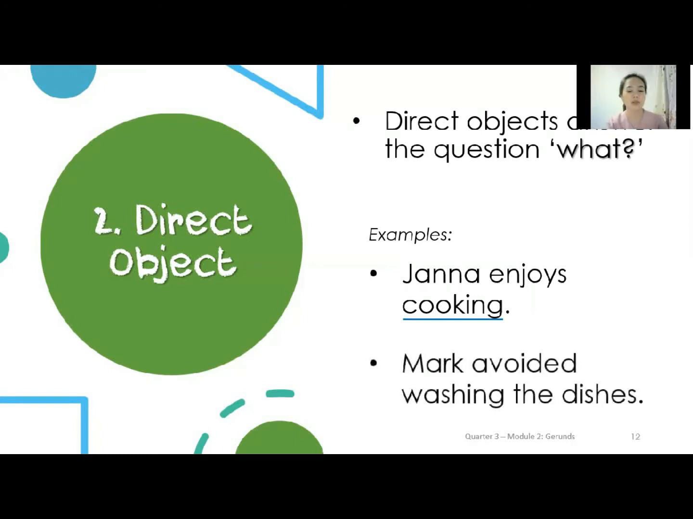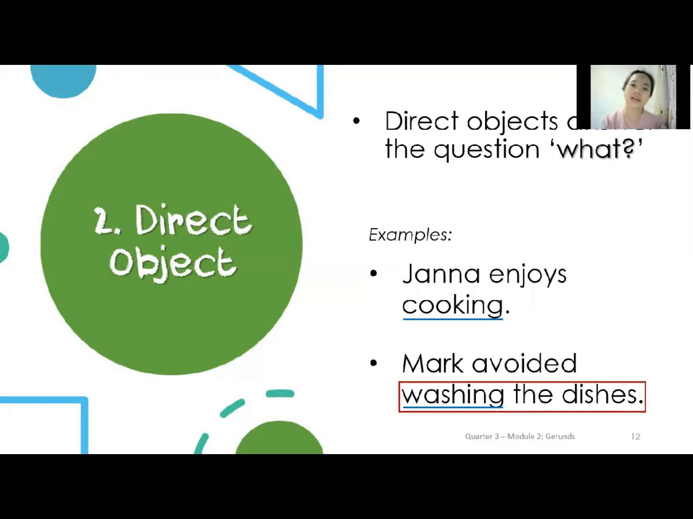Okay, how about the number two sentence? Mark avoided washing the dishes. Let us find out if the gerund in this sentence functions as a direct object. So it answers the question what? What did Mark avoid? Mark avoided what? Yes, washing the dishes. The gerund here is washing, but the gerund phrase is washing the dishes.